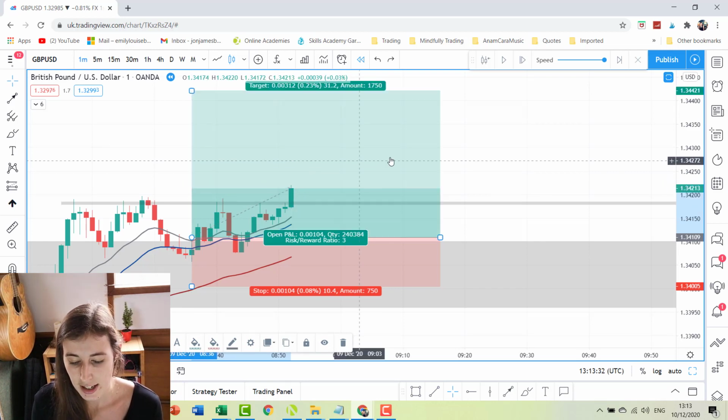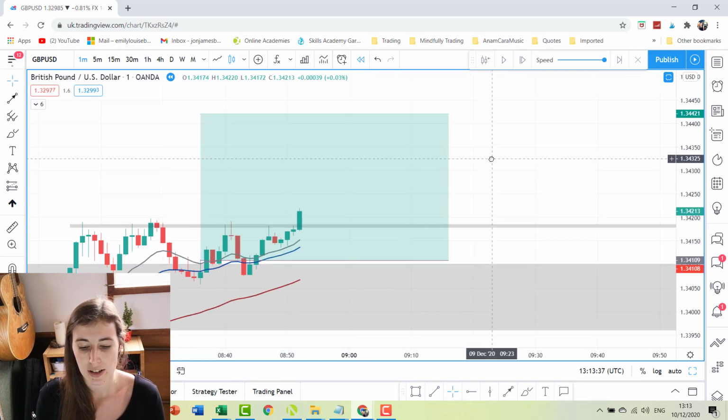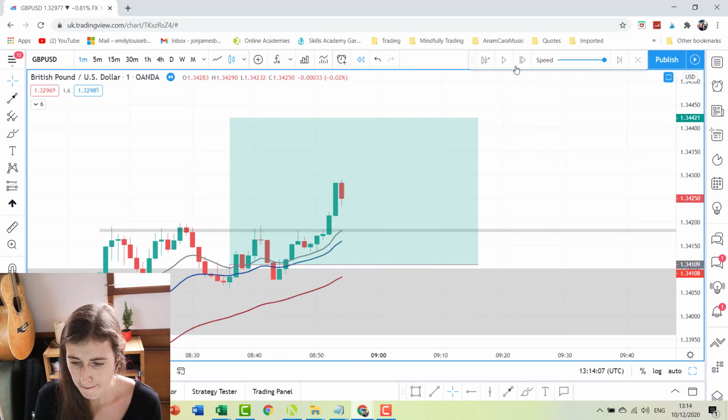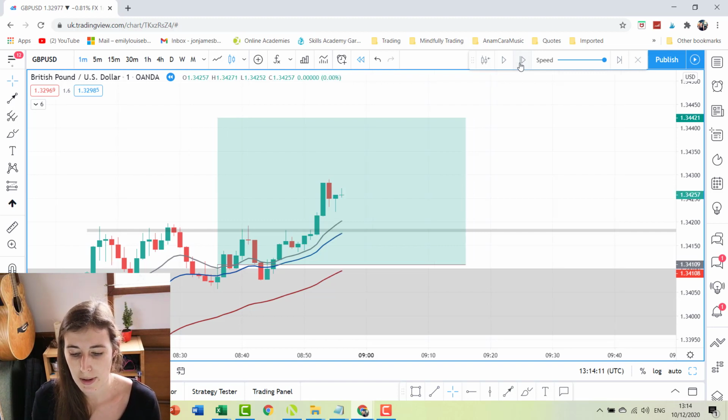1.3420, I then decided to bring my stop up to break even just to help manage the risk on my account, because I'm 1% in profit, so I didn't expect to see price then drop down. So then price started to move quite nicely here on the 1 minute time frame.